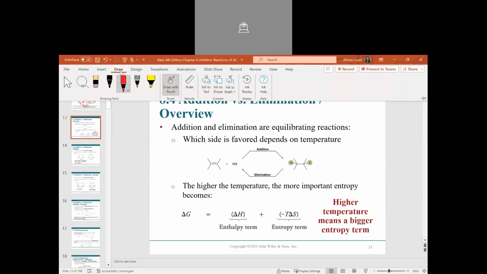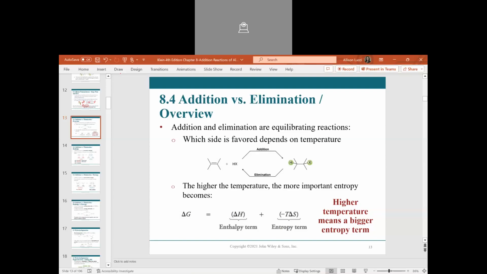So you may recall from general chemistry that certain reactions are in equilibrium. That's what this slide here is describing to us: that addition and elimination reactions are equilibrating reactions, so therefore they are in a type of equilibrium. In this instance, these two reactions are temperature dependent.